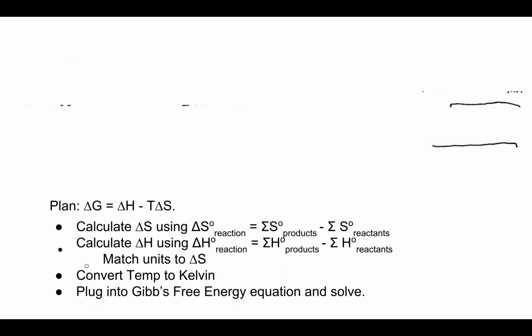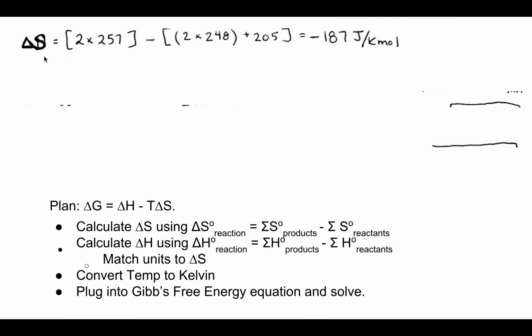All right, so hopefully you've tried it. Let's check out how to do this. So change in entropy, delta S, is going to be the sum of products. There are 2 moles of SO3, so I'm going to take 2 times 257, the entropy for SO3. It's the only product. And I'm going to subtract the sum of the entropy of the reactants. 2 moles of SO2, so 2 times 48, plus 205 for oxygen. And it's going to be the total of that, and then you subtract that value and you get negative 187 joules per Kelvin mole.